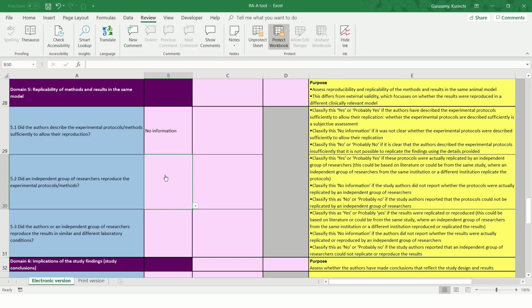Did an independent group of researchers reproduce the experimental protocols and methods? Again, no information. They didn't say that somebody else actually did it. Did the authors or an independent group of authors reproduce the results? Again, there is no information on this.